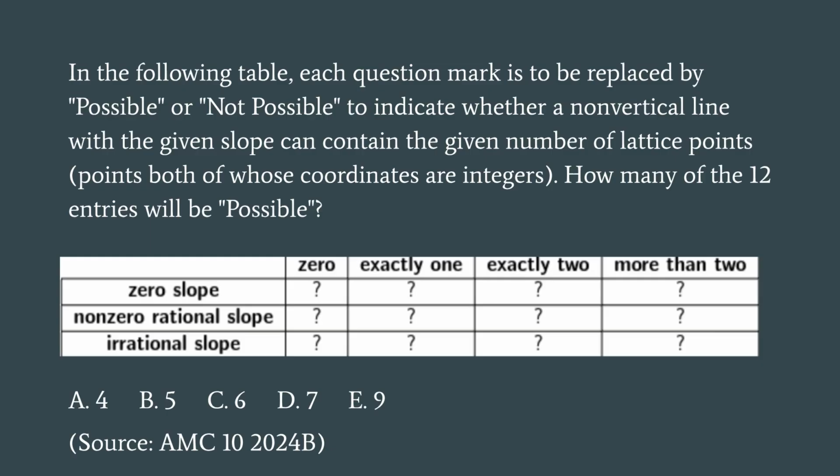In the following table, each question mark is to be replaced by possible or not possible to indicate whether a non-vertical line with the given slope can contain the given number of lattice points, both of whose coordinates are integers. How many of the 12 entries will be possible? Determine which combinations of slope type and number of lattice points are possible by examining the properties of horizontal, rational slope, and irrational slope lines.